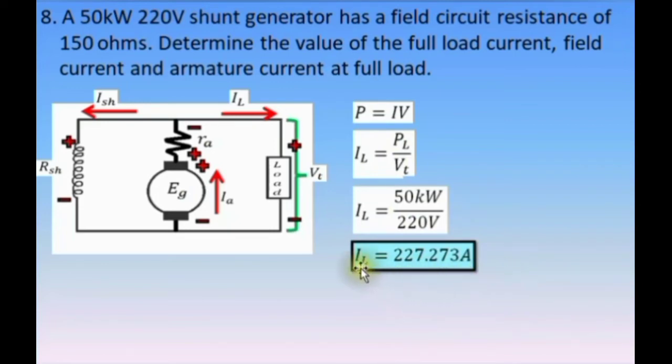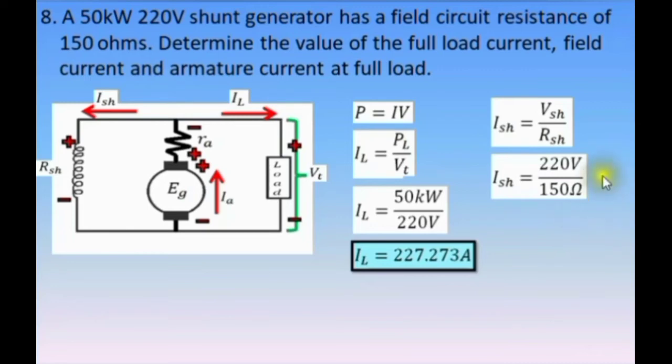So this is the value of its full load current. Next, we determine its field current, ISH. Again, analyzing this circuit by using Ohm's law, shunt field current equals shunt field voltage divided by the shunt field resistance. Shunt field voltage is equal to the terminal voltage, while shunt field circuit resistance is 150 ohms. Substitute those values. We have 220 volts divided by 150 ohms. This is equal to 1.467 amperes.